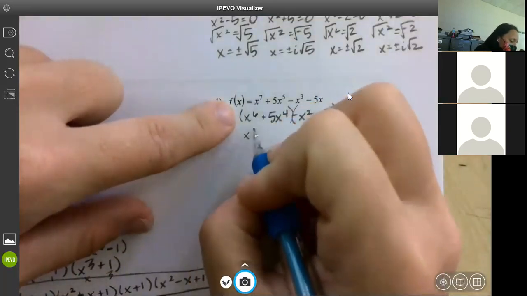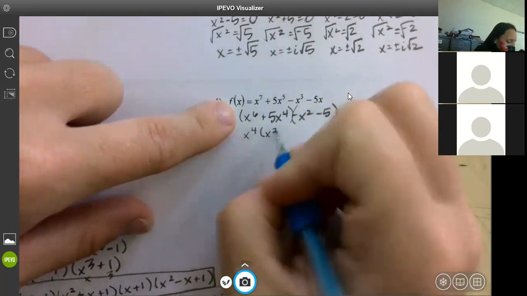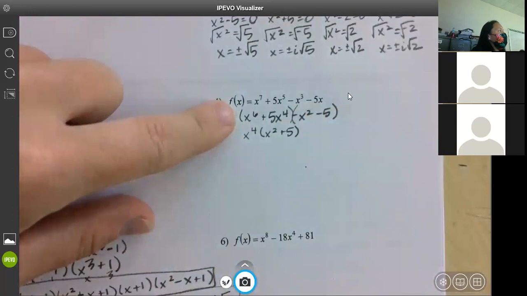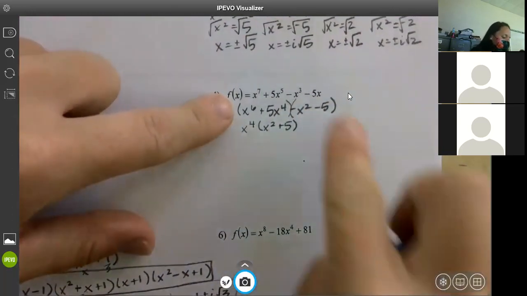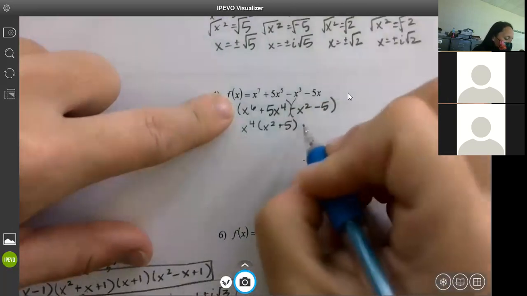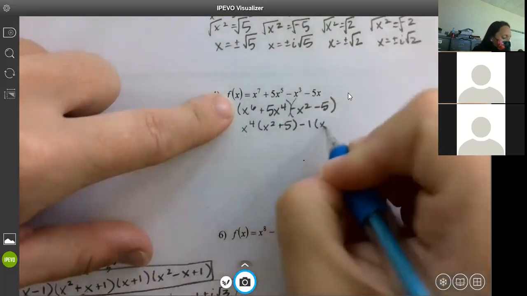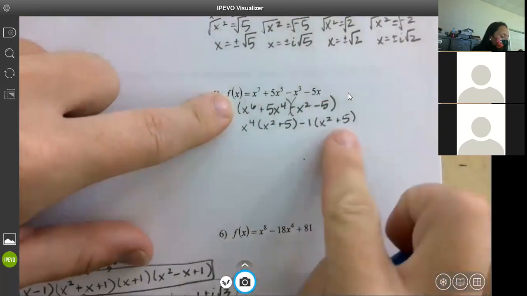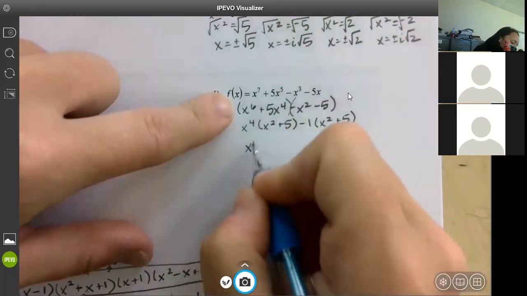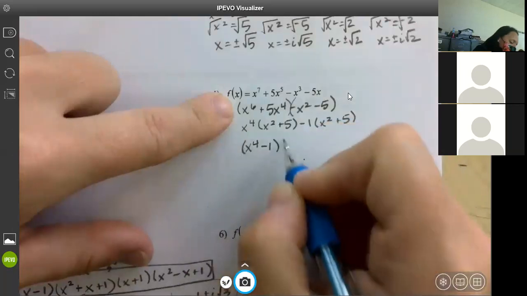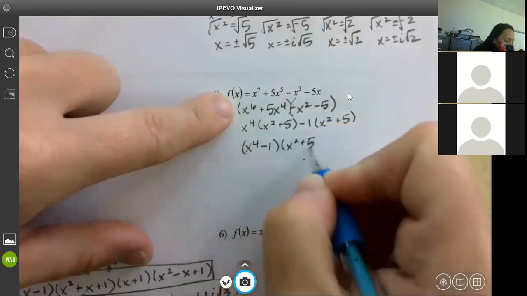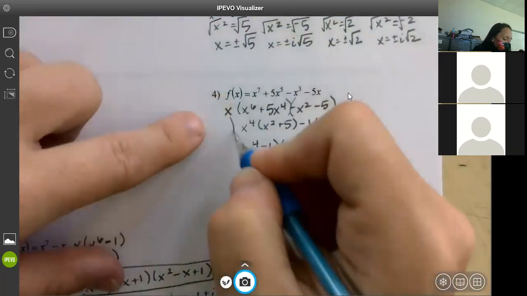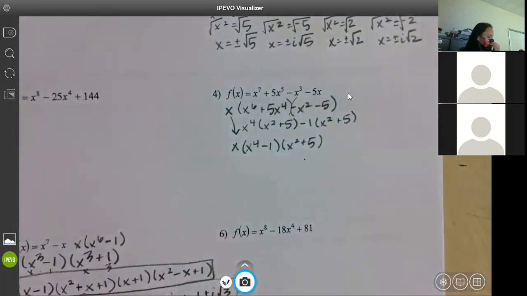X to the 4th, leaves me with x squared plus 5. Does everybody see that? What comes out of the second set of parentheses? What do they have in common? A -1, leaves me with x squared plus 5. Notice your 2 sets of parentheses are the same. So you left out x to the 4th minus 1. The same set was x squared plus 5. And then don't forget the GCF that you left out. Is there anything else in there that I can factor? This one's long. It's almost over though. Anything else in there I can factor?